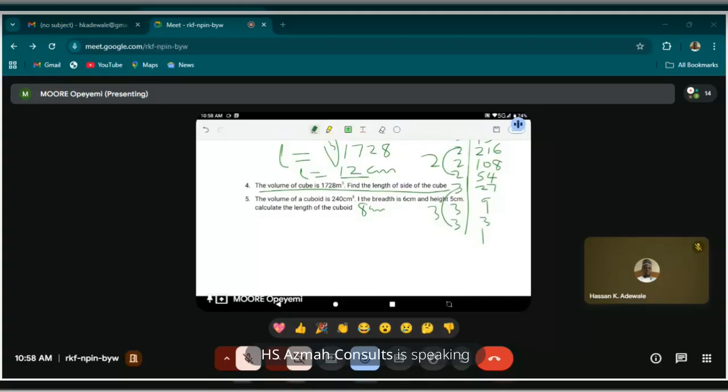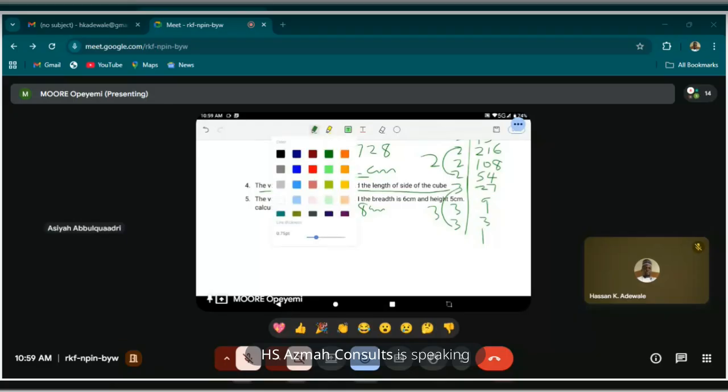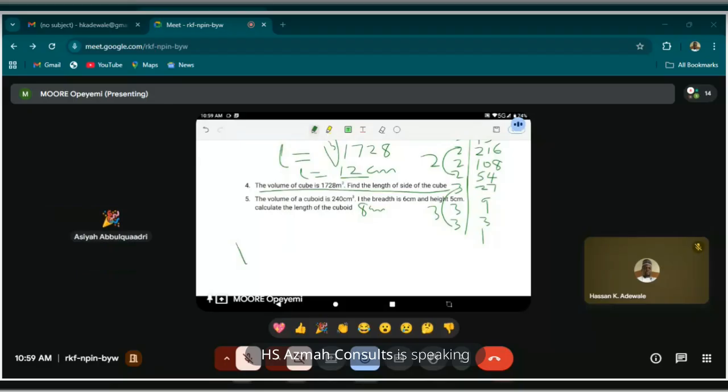Ask your question now. Okay. No question. Now, the last question, you said the answer is 8. The volume of a cuboid is 240 centimeters. Volume of cuboid, volume is equal to L times B times H.